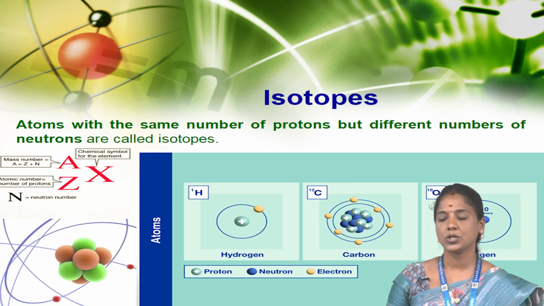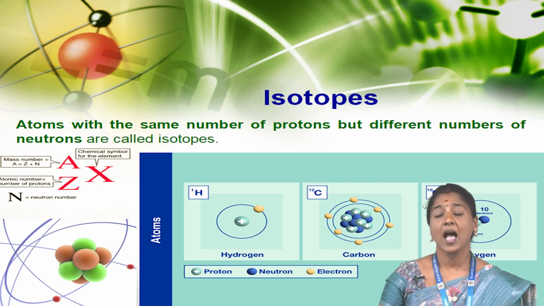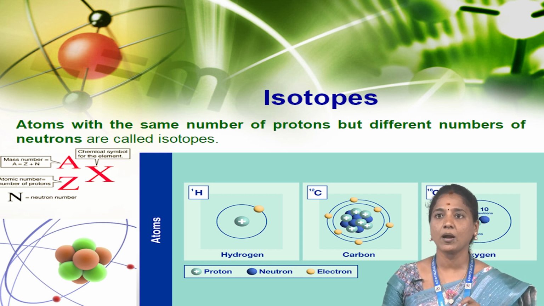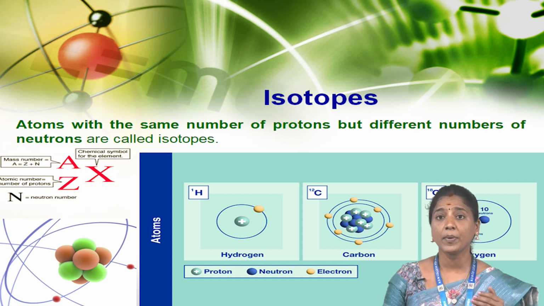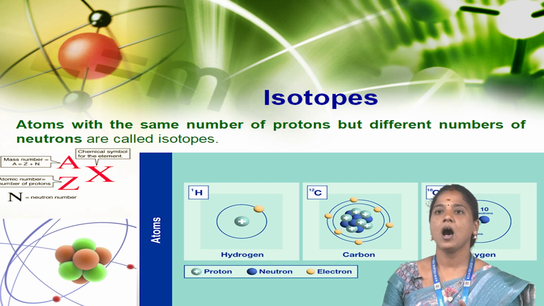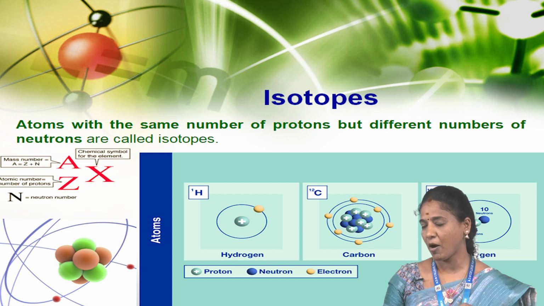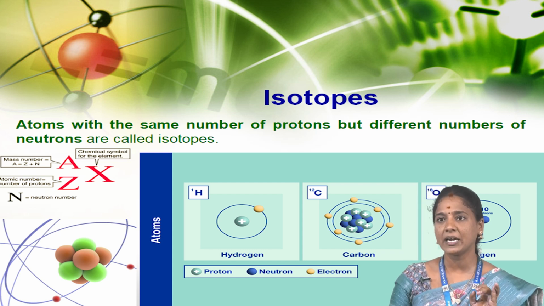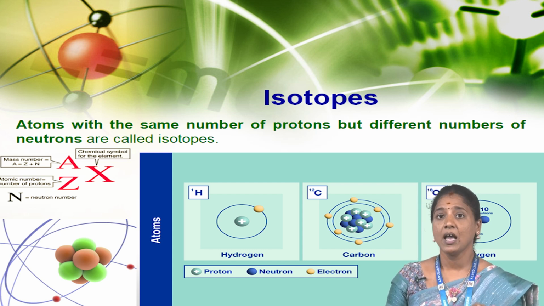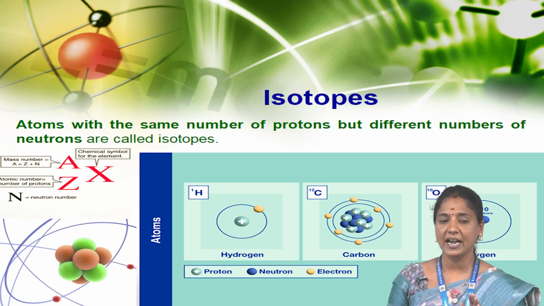Next one, isotopes. Atoms with the same number of protons but a different number of neutrons are called isotopes. They share almost the same chemical properties but differ in mass and therefore in their physical properties. There are stable isotopes which do not emit radiation, and unstable isotopes which do emit radiation.